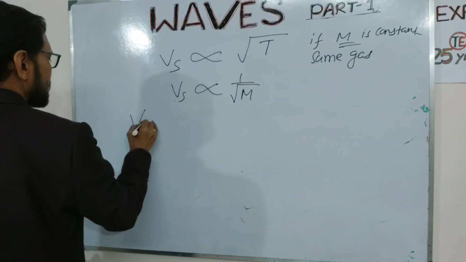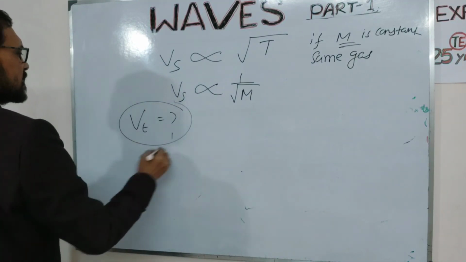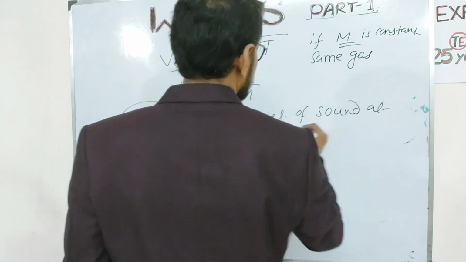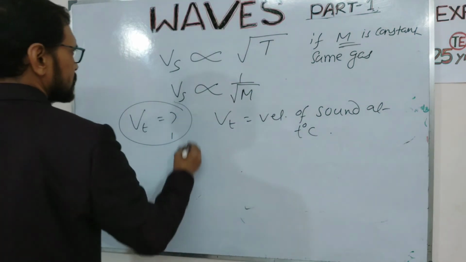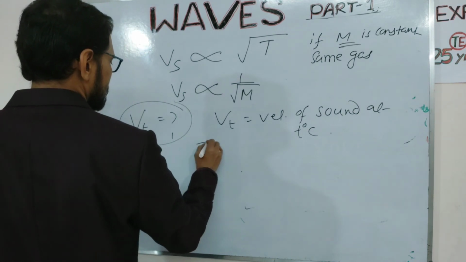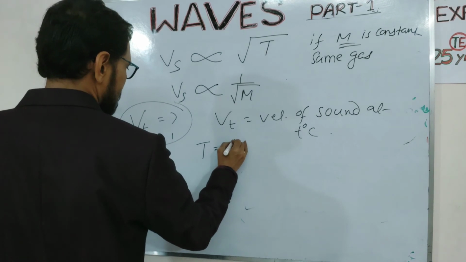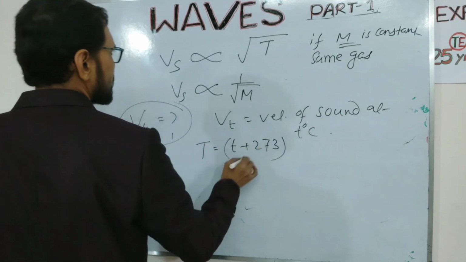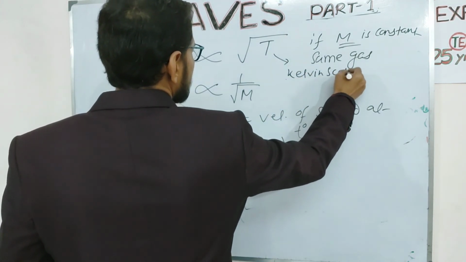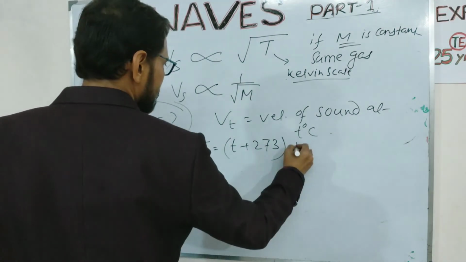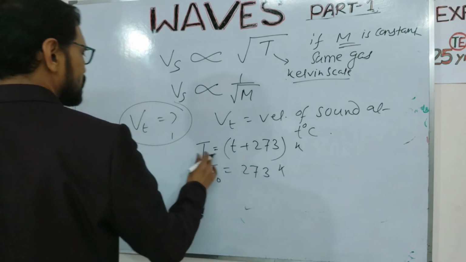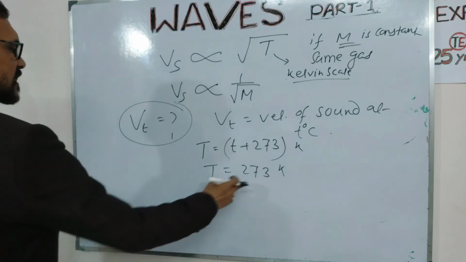Velocity of sound at t degree centigrade equal to what? Velocity Vt equal to velocity of sound at t degree centigrade. What is the value? We know T equal to t plus 273 Kelvin. This is for the Kelvin scale. And for 0 degree centigrade, T0 equal to 273 Kelvin. 0 degree centigrade means 273 Kelvin.